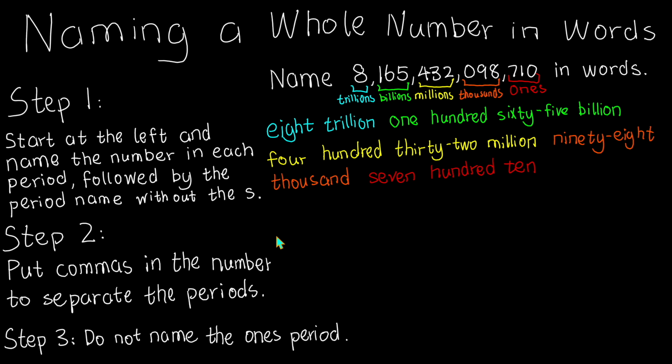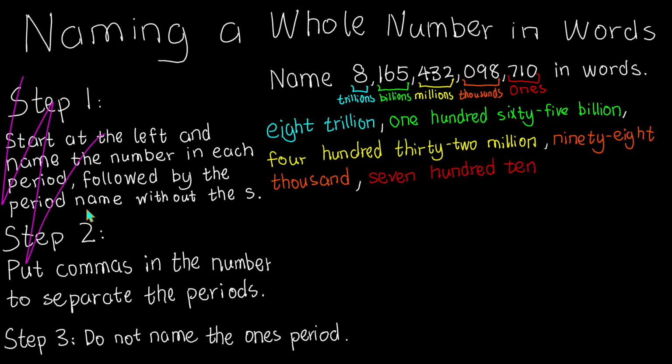Now let's take a look at step 2. It says to put commas in the number to separate the periods. So let's just do it. So this is one period. We separate it like this, and this, and then like this, and here. And now we are done. So this huge number is named as 8,165,432,098,710.